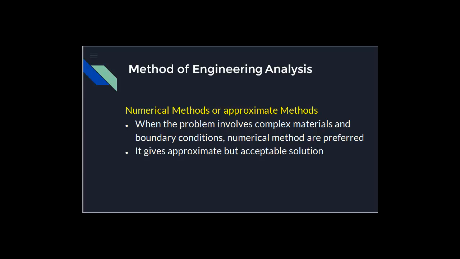The last one is the numerical method or approximate method. As I told you, when the problem involves complex materials or complex boundary conditions, numerical or approximate methods are preferred. They give us an approximate but acceptable solution. Imagine a rocket launching site. The rocket launching pad is a structure constructed using concrete. During propulsion, the concrete will undergo an enormous amount of heat, and it has to withstand that energy. We cannot construct a concrete structure on the rocket launching platform and test it during propulsion. In such cases, we can go for a numerical or approximate method to see the temperature stresses in the concrete.